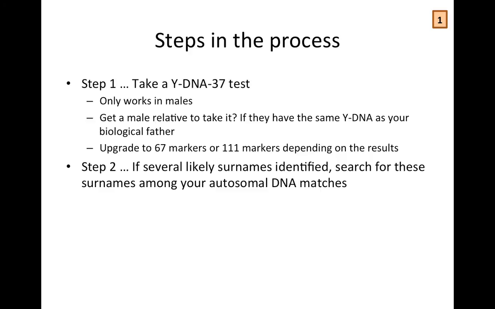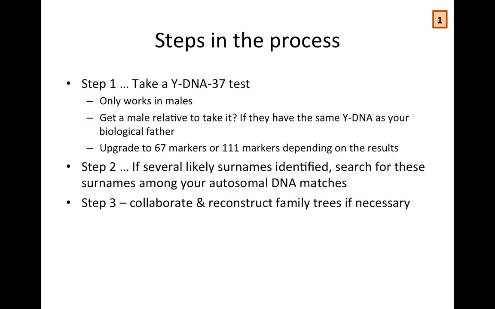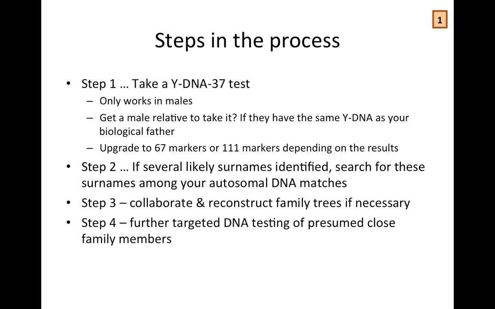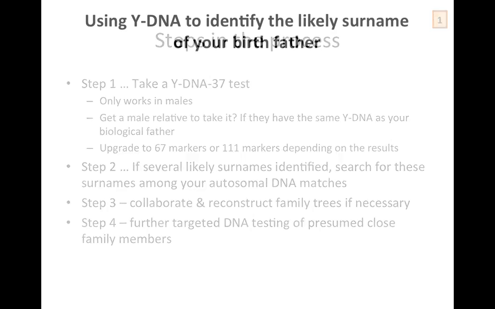The second step is you identify several likely surnames from the list of matches that you have. And then you search for these surnames among your autosomal DNA matches. Using the same methodology as we've seen previously, you collaborate with your matches, you reconstruct family trees. This time you're looking for your biological father. And again, further targeted DNA testing of presumed close family members may be necessary.